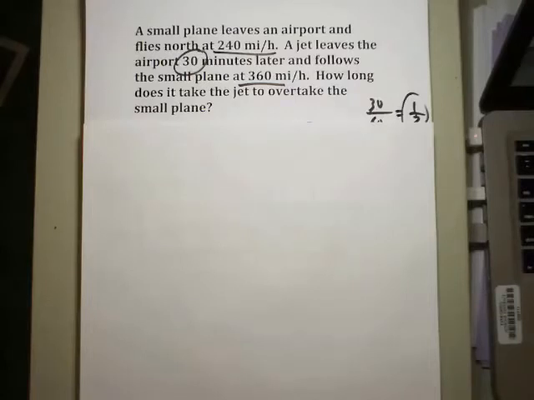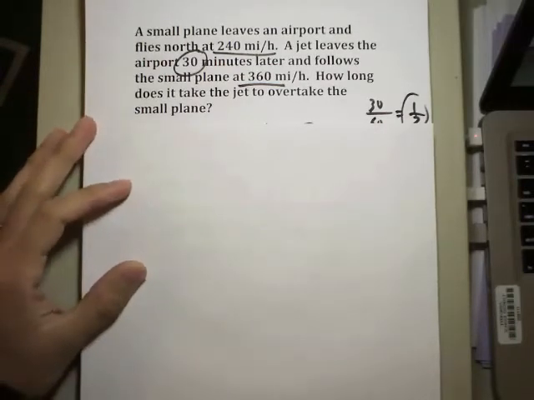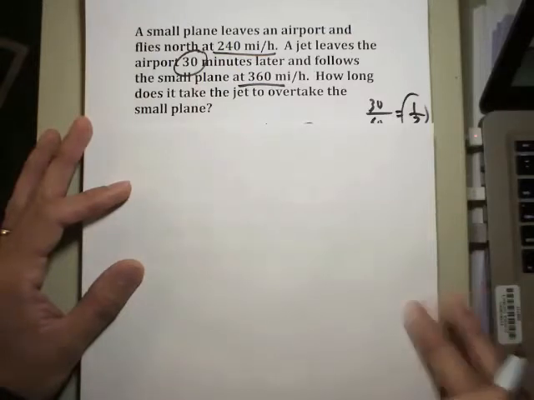Continuing uniform motion with this particular example of a small plane and a jet. Basically, the small plane takes off first, and then the jet leaves 30 minutes later to catch up with the small plane. Okay, and if you're trying to do a catching up kind of thing, you need to make sure that your speed is faster than your opponent in order for you to catch up.